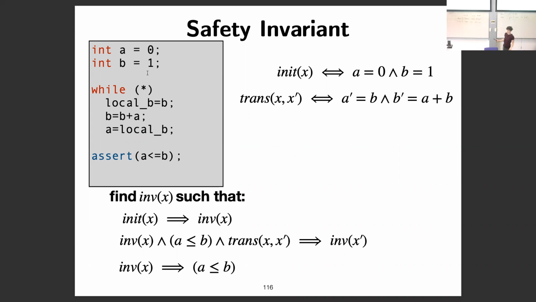So what we want to do is come up with this strengthening by ourselves. We want to come up with this strengthening automatically rather than making our user do it. So we want to find this invariant such that this formula holds.